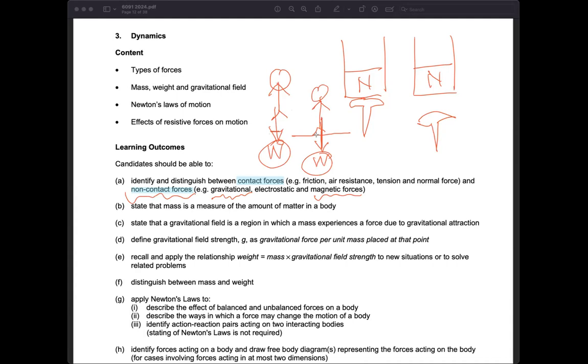Okay, so these two examples that I just mentioned, example 1 and example 2, are examples of non-contact forces where the objects are touching each other. Are you all clear about this? If you are clear, give me a thumbs up. Thumbs up.